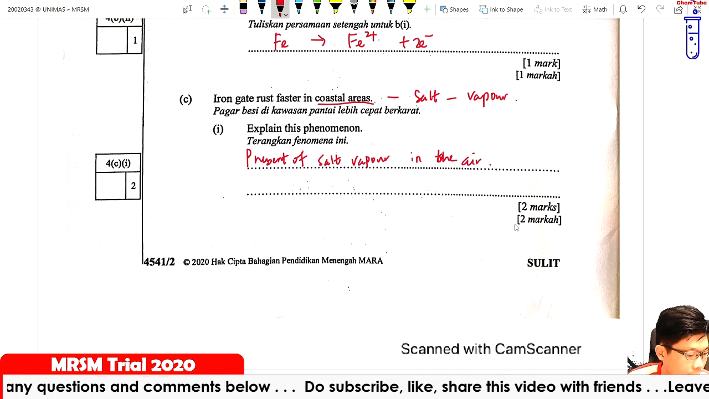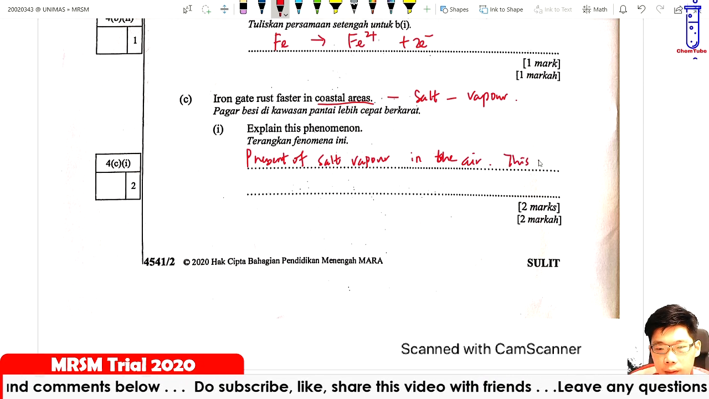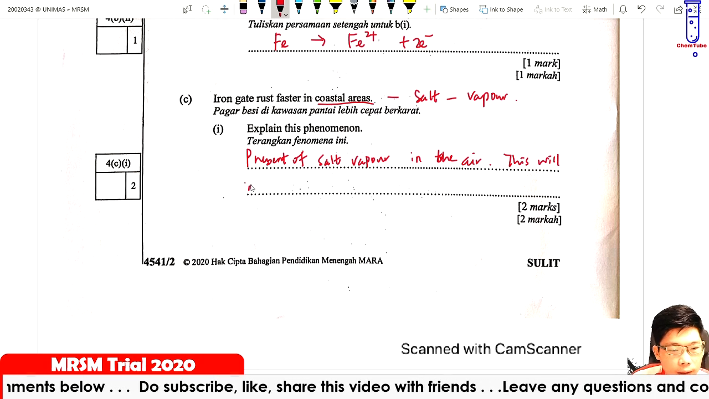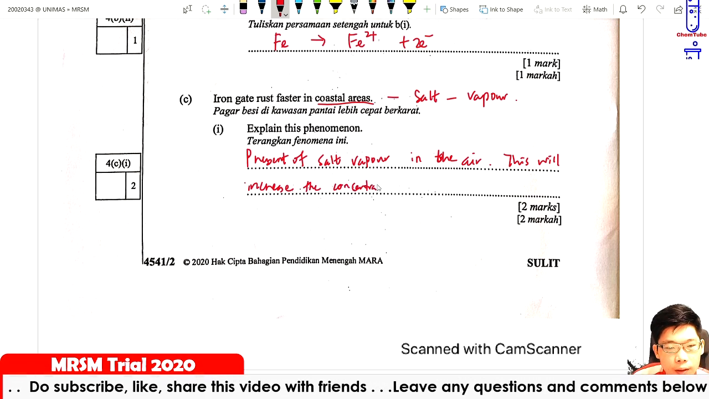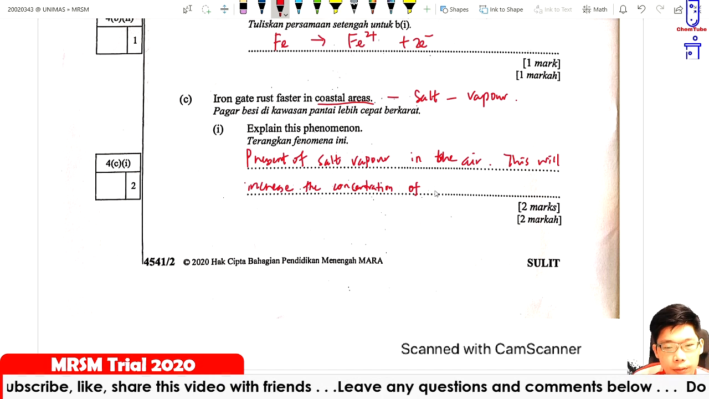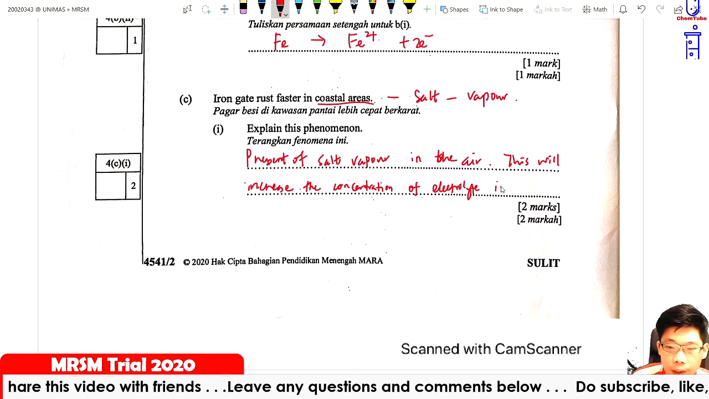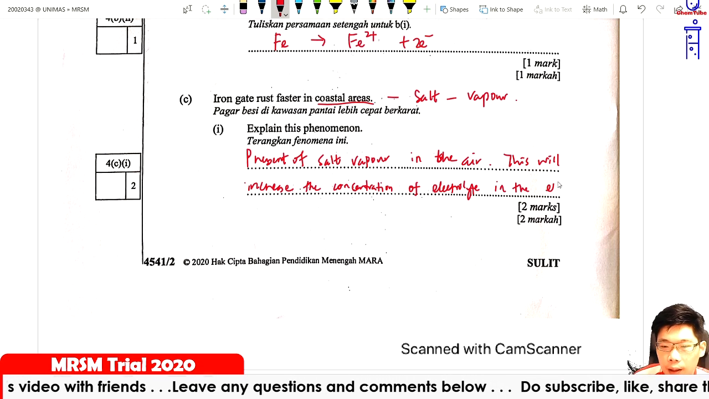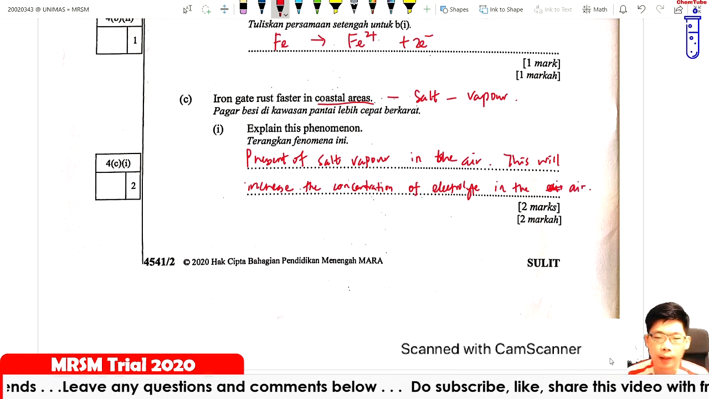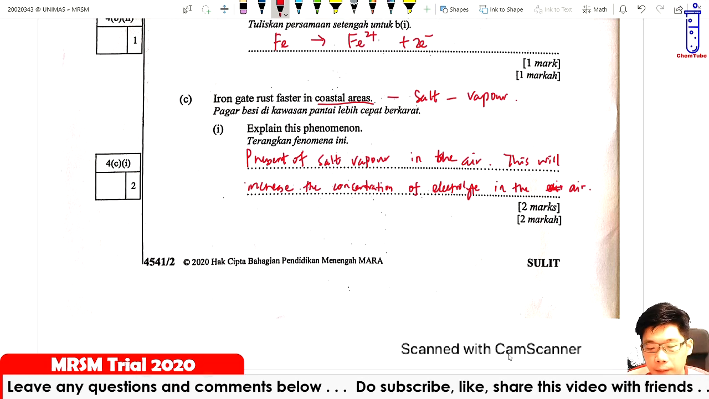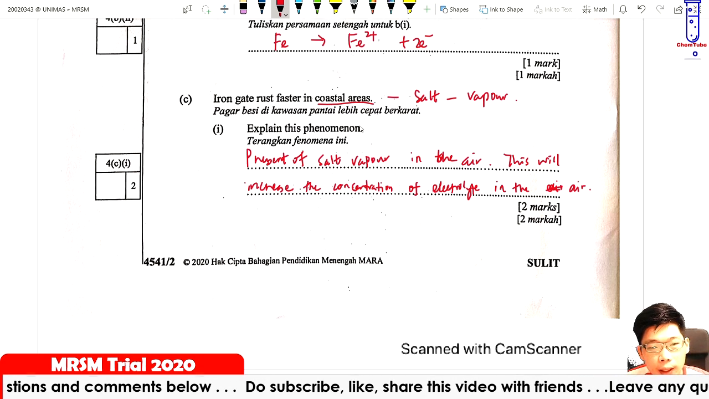Then it will increase the concentration of electrolytes in the air. So this will increase the rusting process near the coastal area.